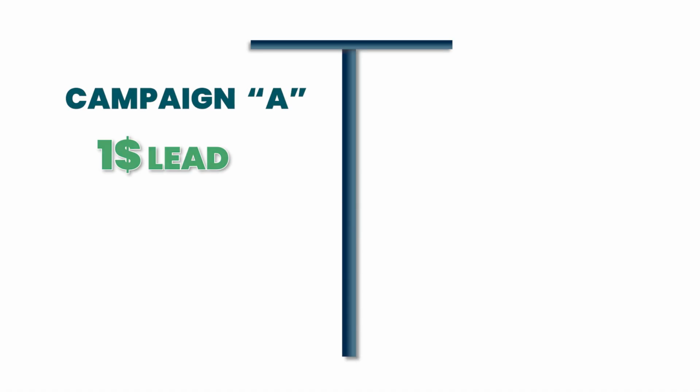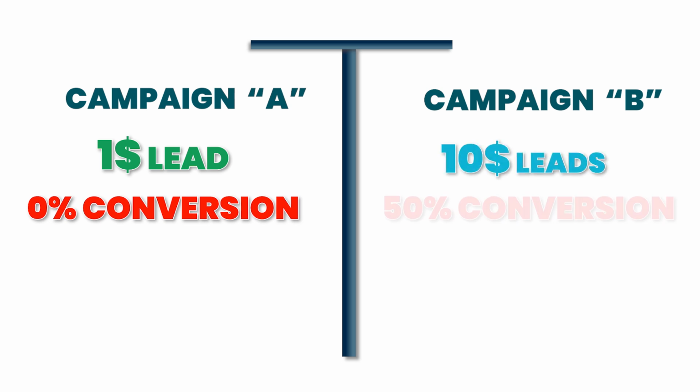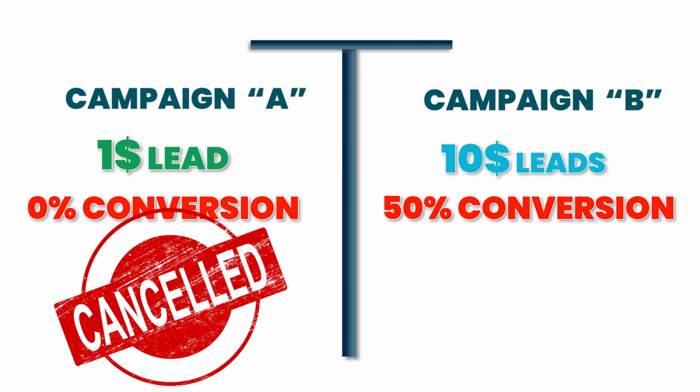This level of integration changes how you optimize. If campaign A gives you $1 leads but 0% conversion to sales, and campaign B gives you $10 leads but a 50% conversion to sales, you will kill campaign A every single time.